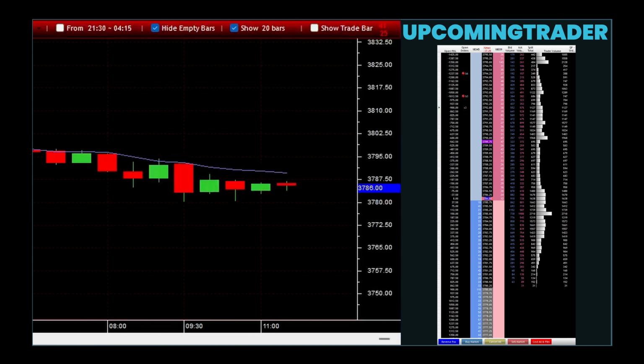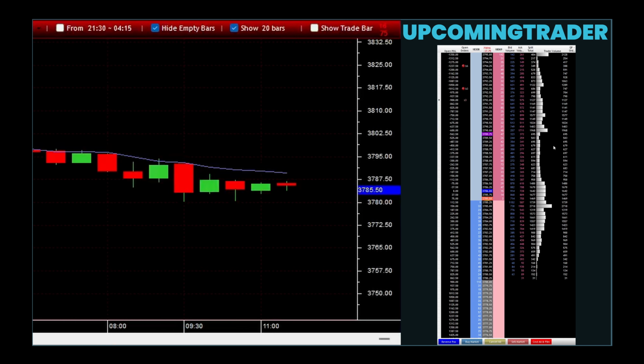2. The 3 inside up and down patterns. These patterns are similar to the stick sandwich, but differ mostly in their second candle. The 3 inside up pattern consists of a bearish candle, followed by a bullish candle that closes within the body of the first candle, and is finalized by another bullish candle that closes above the first. This formation signals a bullish reversal.